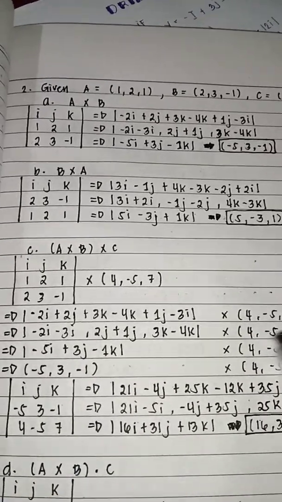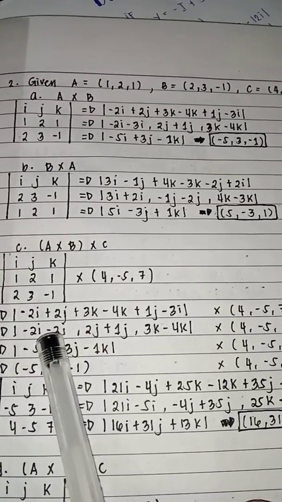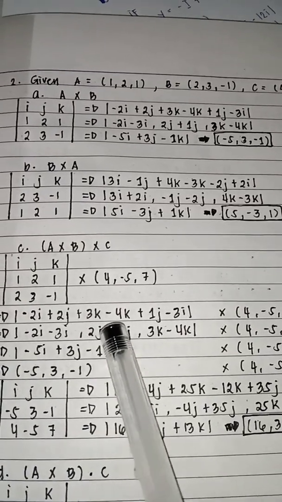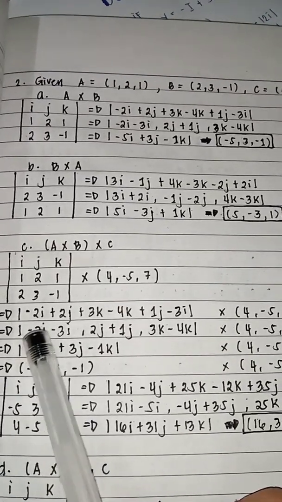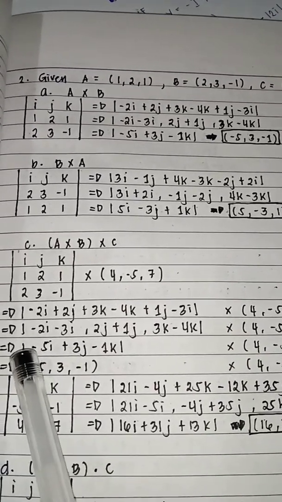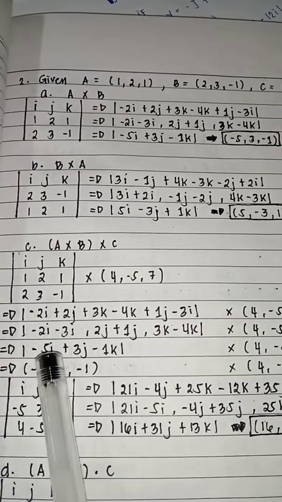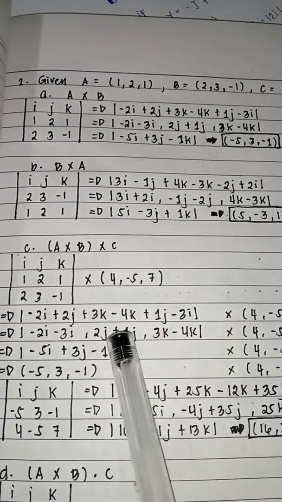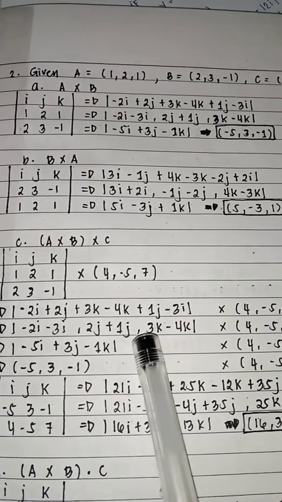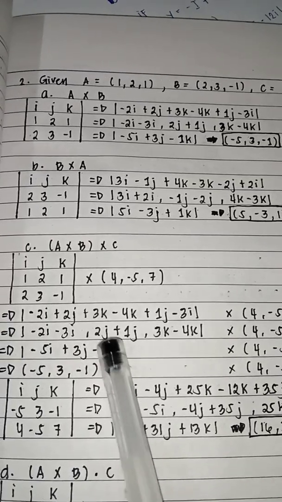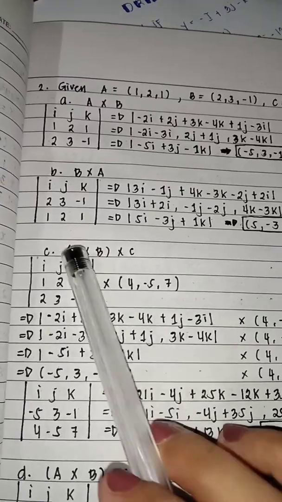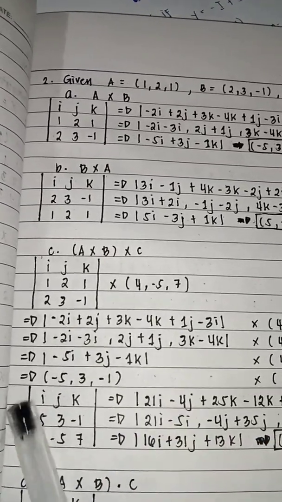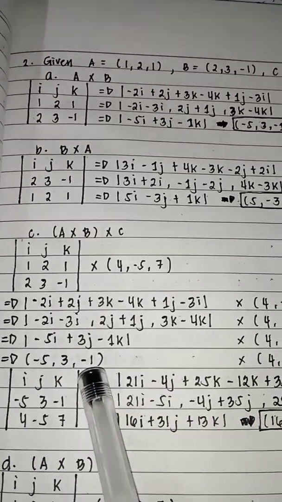So combine like terms: negative 2i minus 3i, 2j plus 1j, 3k minus 4k. So negative 2i minus 3i is equal to negative 5i. 2j plus 1j is equal to 3j. 3k minus 4k is equal to negative 1k. So the answer of A cross B is negative 5, 3, negative 1.